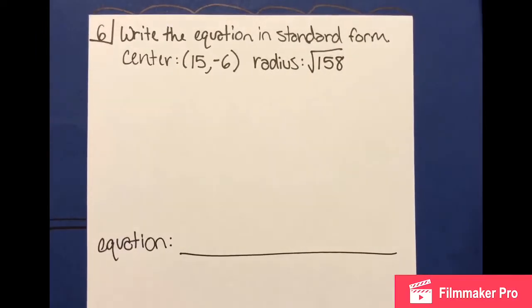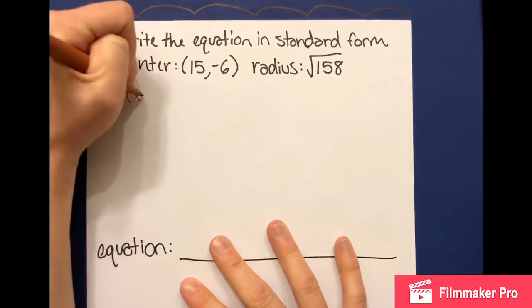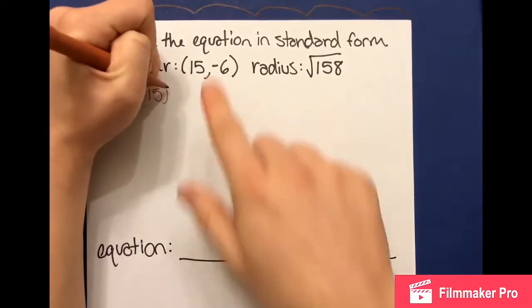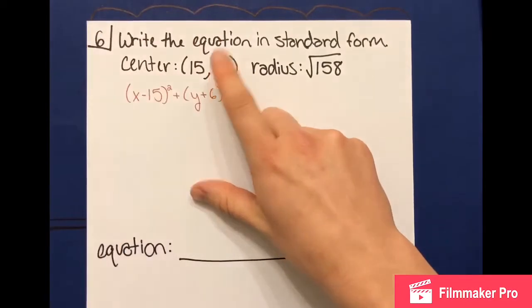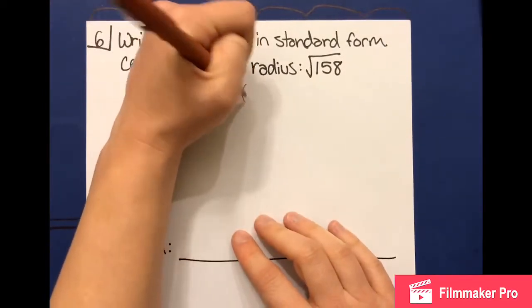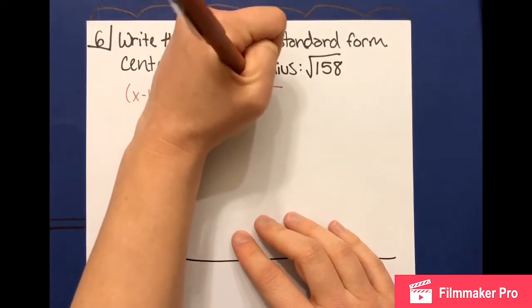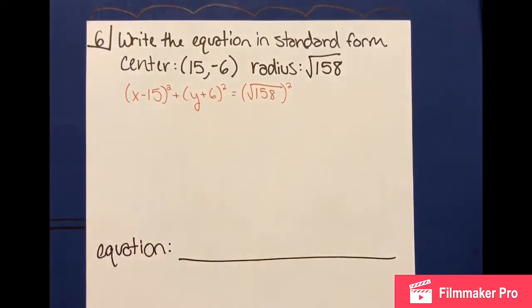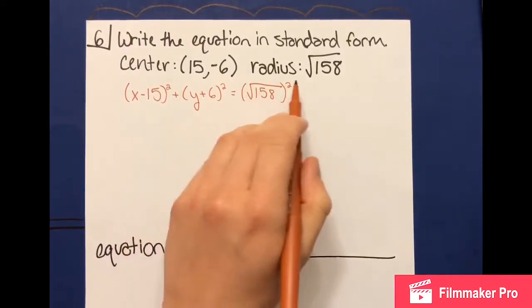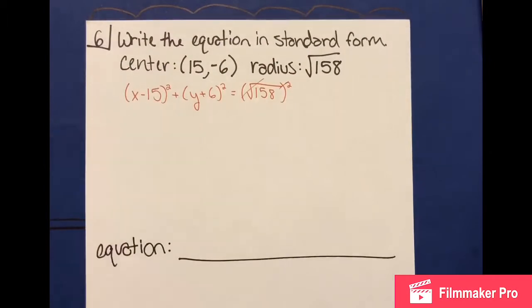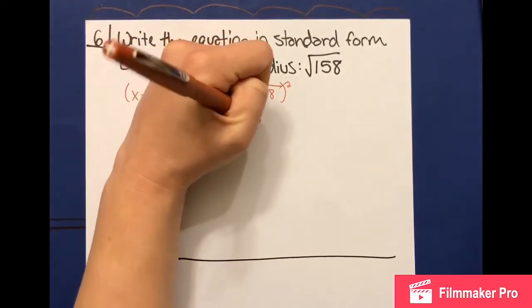Looking at this next one, they give us center and the radius. So it's x minus 15, it's the opposite here, plus y plus 6. Remember, it's opposite sign, equals radius squared. So it's the square root of 158, squared. Two ways to think about this. If we think what's opposites here, square root and square, they'll end up canceling out, leaving us with 158.